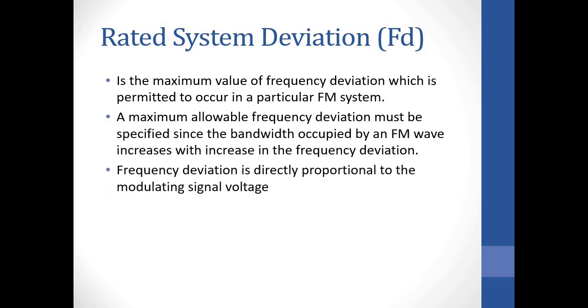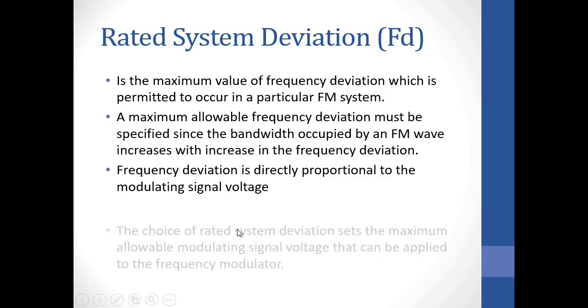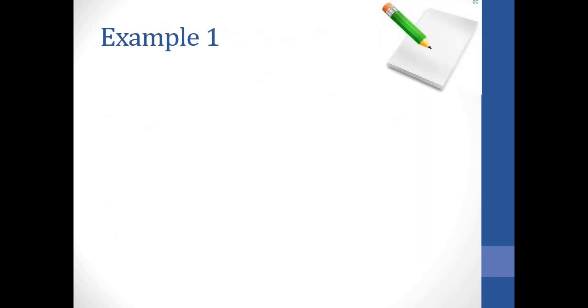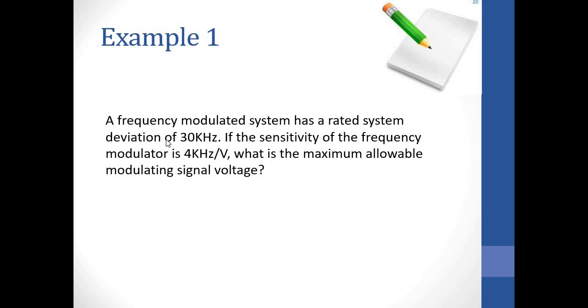Frequency deviation is directly proportional to the modulating signal voltage. So when we limit our deviation, we also limit the modulating signal voltage. So it sets a maximum allowable modulating signal that can be applied to an FM modulator. If you exceed that maximum allowable, it means that you are going to deviate beyond your specified bandwidth. So here we've got an example.